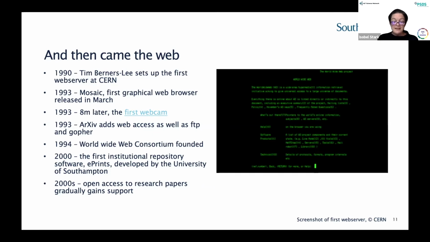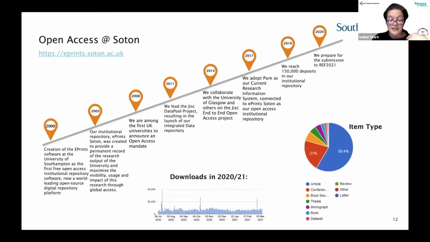So open access at Southampton, as you can see, in 2000, we started off with the EPrints software. By 2003, we'd consolidated our various little departmental repositories into one of the first institutional repositories worldwide. And we also brought in an open access mandate. And so on and so forth, as you can see.